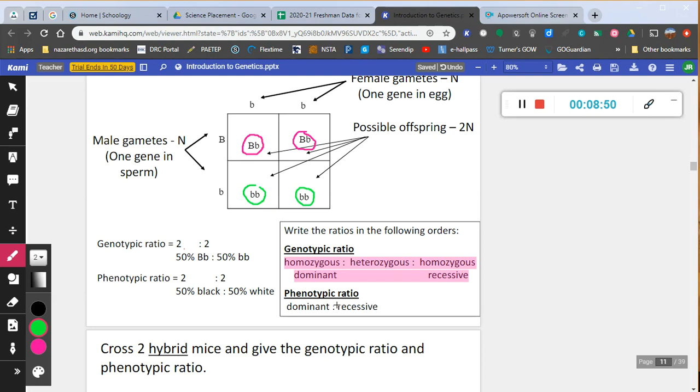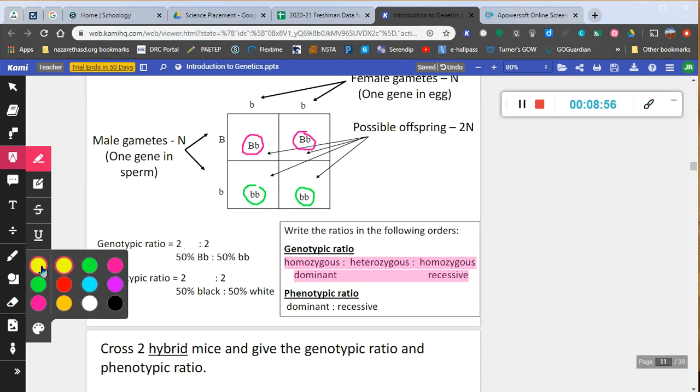My second ratio to figure out is the phenotypic ratio. And phenotypic ratio is asking how many of the offspring show the dominant phenotype to the recessive phenotype. Well, in this case, the 2 organisms that are heterozygous will show the dominant phenotype of having black fur. And the 2 that are homozygous recessive will show the recessive phenotype of having white fur.